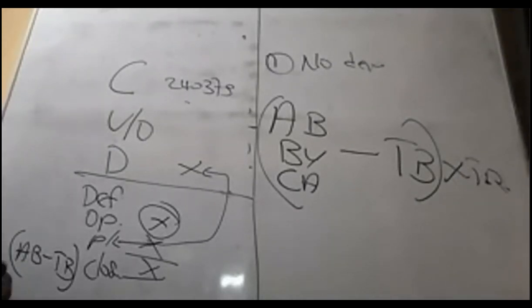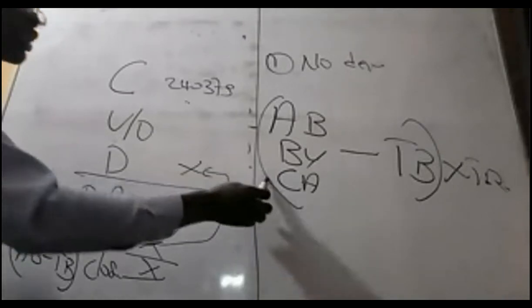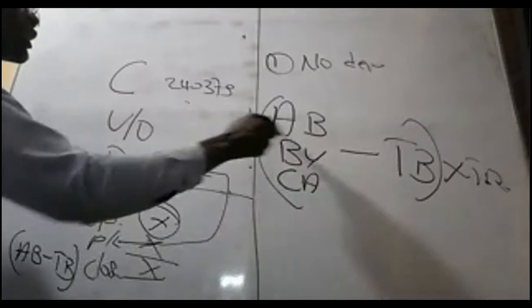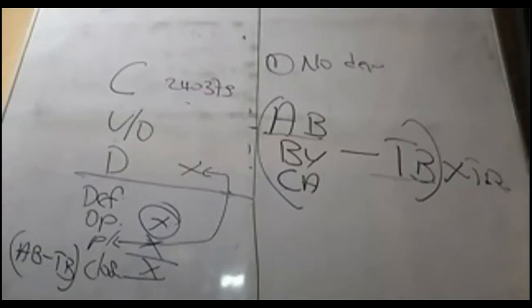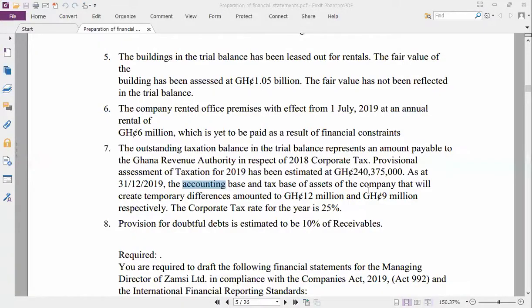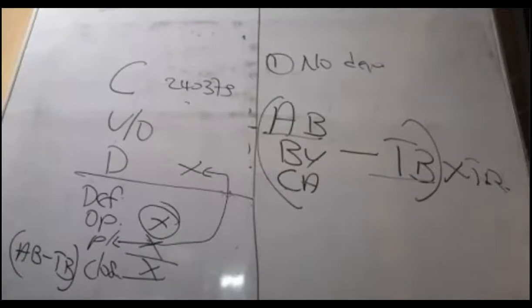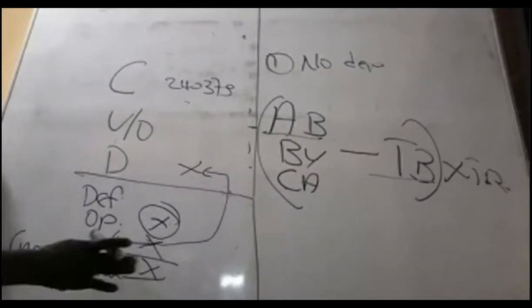Now, in the event where they've not given you the accounting base and the tax base, then they will perform the calculation and give you the answer already. They will calculate it and give it to you in the question. So in this question, the accounting base has been given as 12, the tax base is 9. So there's a temporal difference of 3 million. Then you multiply this 3 million by 25%, and that will give us 750. So here the closing balance will be 750.